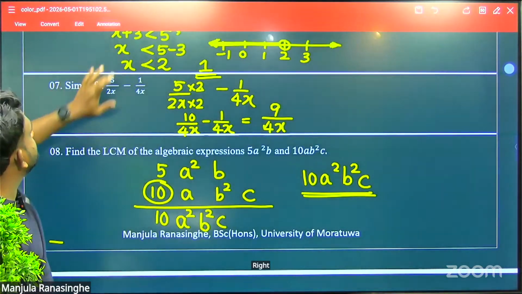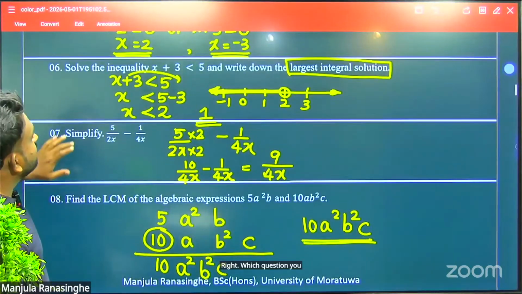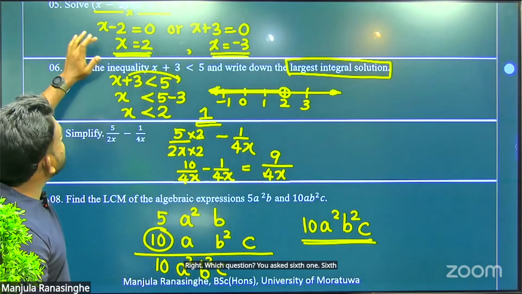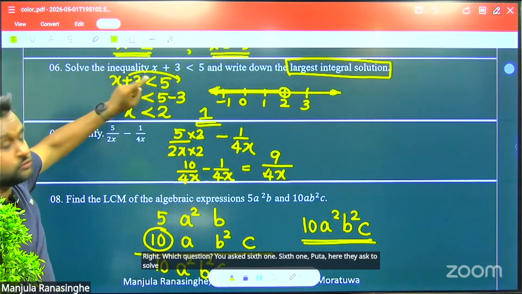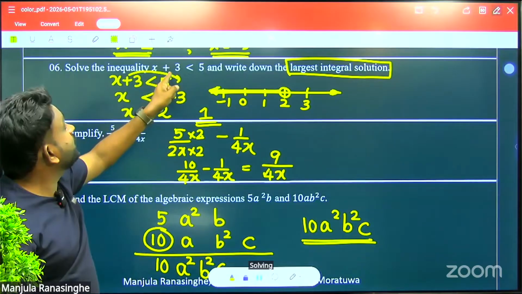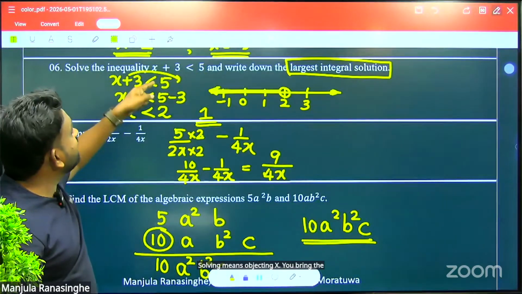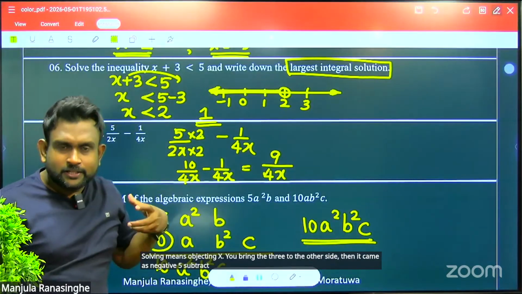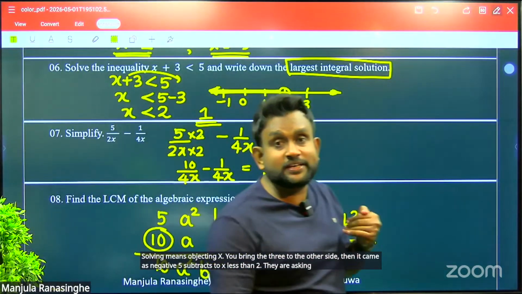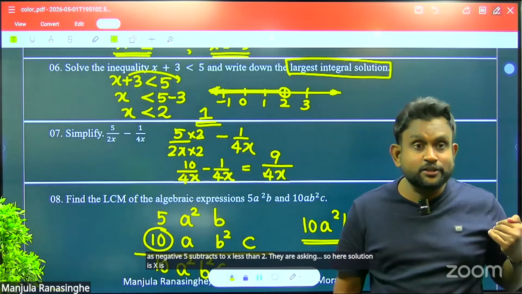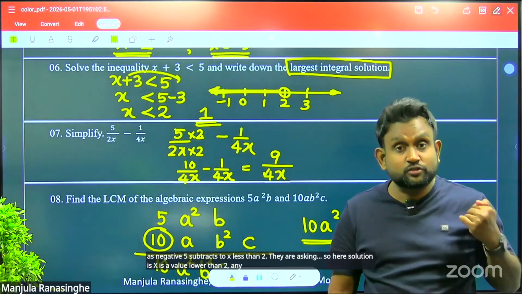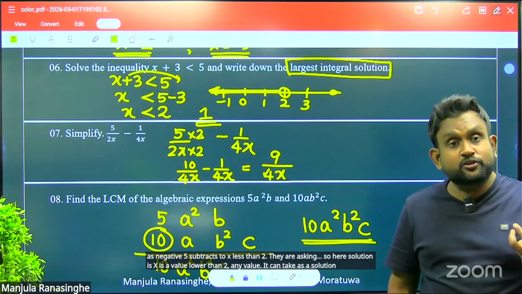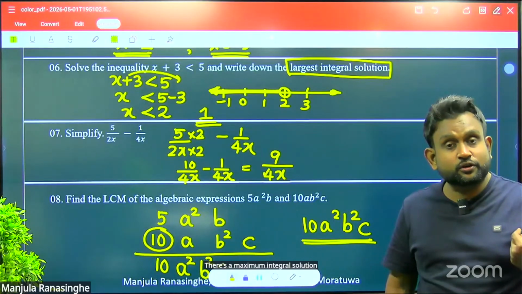Right. Which question are you on? Sixth one. Sixth one, here they asked to solve first. Solving means making x the subject. You bring the 3 to the other side, then it comes as negative 5 subtracts to x less than 2. So here the solution is x is any value lower than 2. It can take any value as a solution. They are asking the maximum integral solution, the largest integral solution.